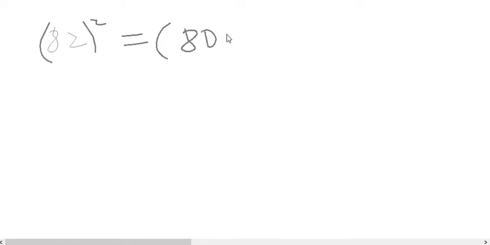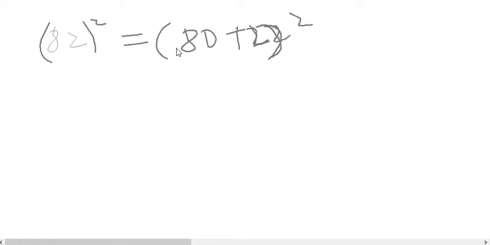So let's say we have a number which is 82 and we want to find its square. 82 square. First of all, we can do anything in the brackets, like we can write it as 80 plus 2. Write it as 80 plus 2 square.